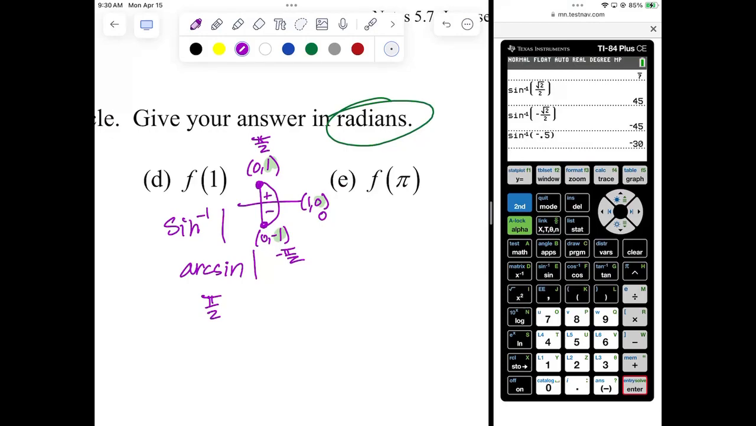Let's see if the calculator knows that. Second sine of 1, it should give us what as an answer in degree mode? Which is 90 degrees. And it does, right?